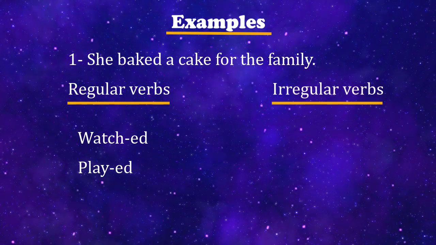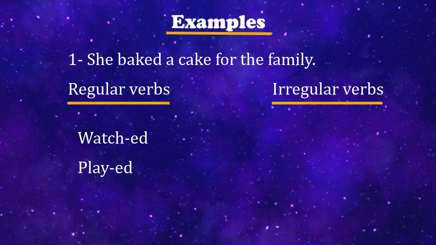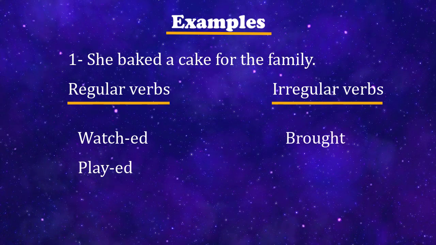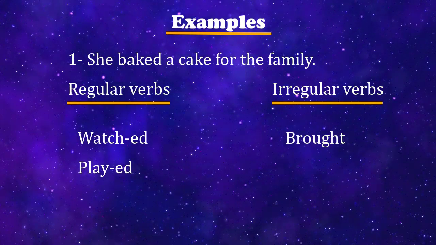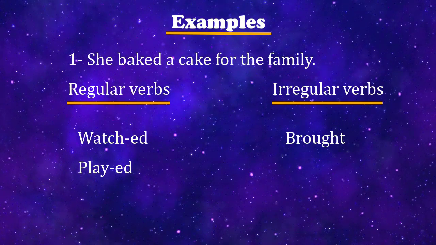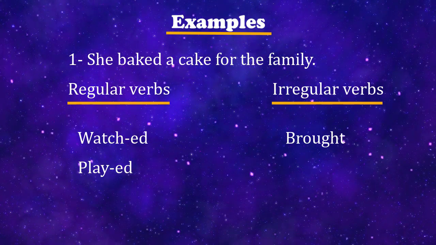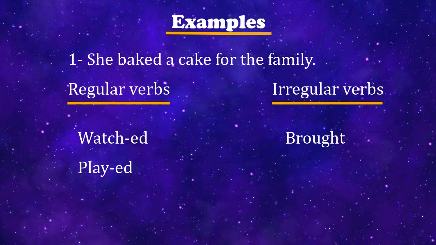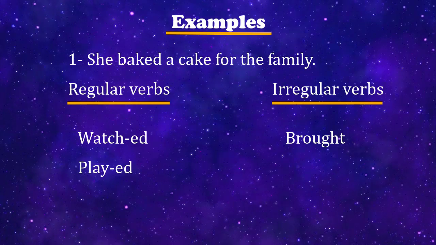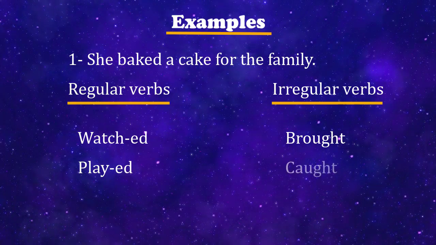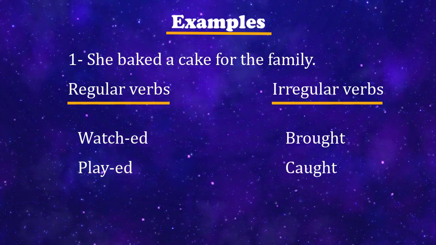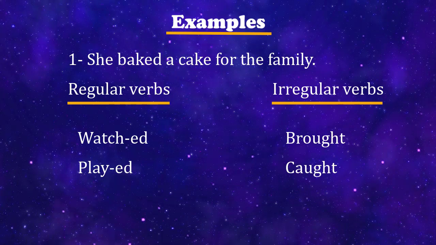The second kind of verb is the irregular verb. In an irregular verb, the second form is totally different from the first one. Bring is an example of an irregular verb. The second form of bring is brought, which is totally different from the first form. So, bring is an irregular verb. Just like that, catch is also an irregular verb, and the second form of catch is caught.